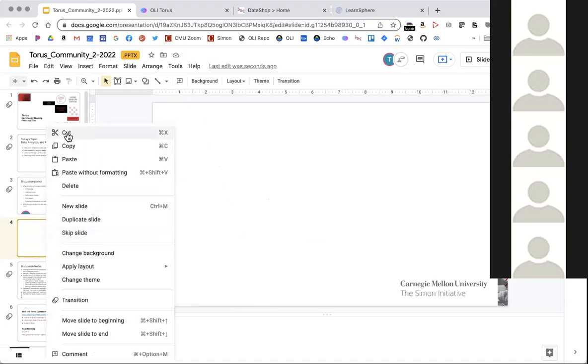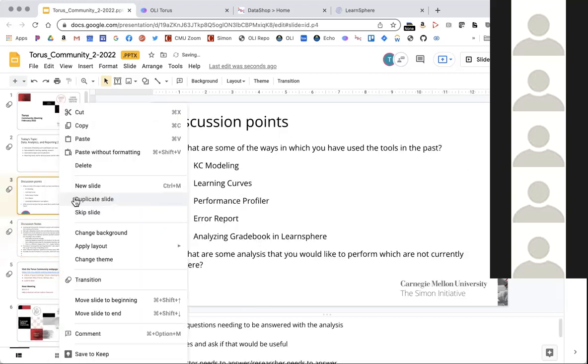Yeah, I'm going to capture that. Trying to get a new note slide here.